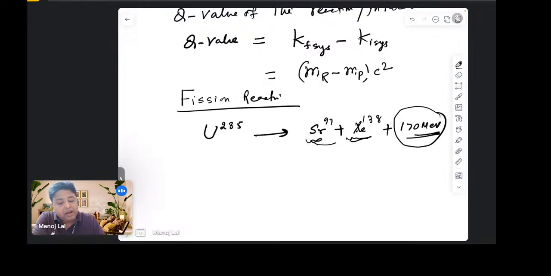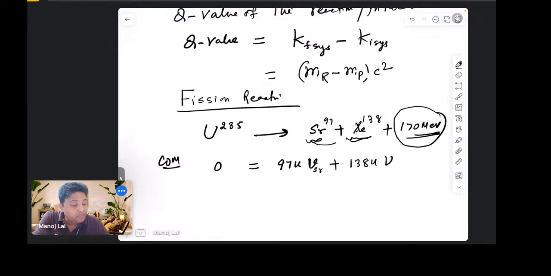So if I apply the conservation of momentum, the initial momentum 0 is equal to 97 u mass into velocity of strontium plus 138 u into velocity of xenon, right? That we can say. And these two momenta must be equal and opposite, right?